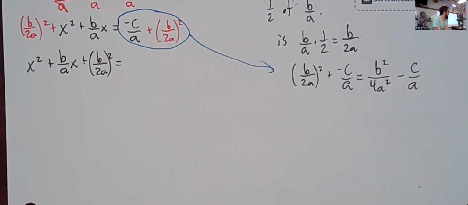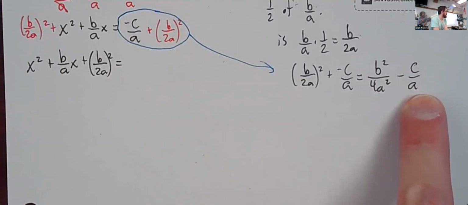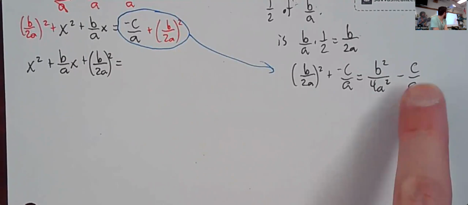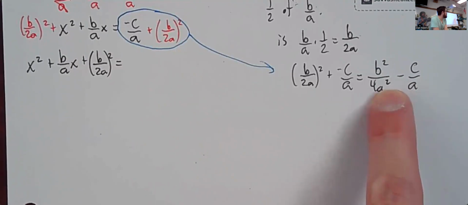Now, in order to add or subtract fractions, what do you have to have? You need a common denominator. Right now, we don't. This one's 4a squared, that one's a. But we're not too far away from a common denominator. What can we multiply this denominator by to make it equal that one?